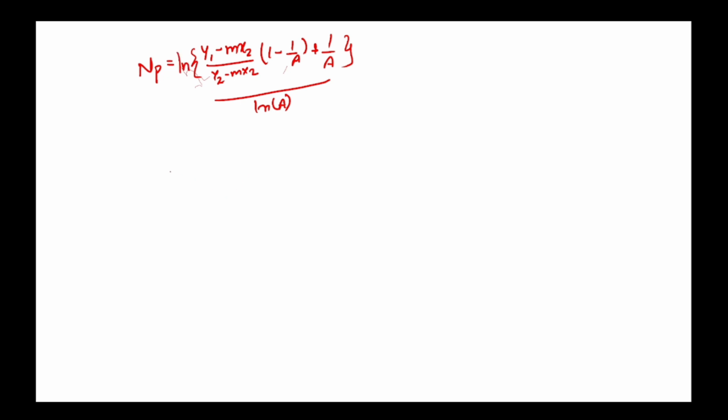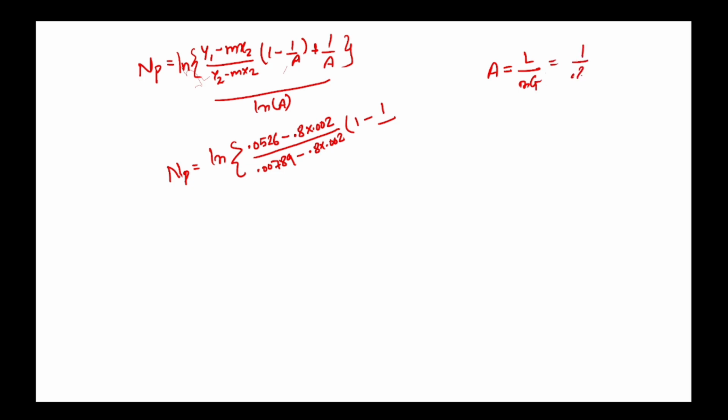Okay, so we will put the values: ln of y1 is 0.0526 minus mx2, 0.8 into 0.002, over y2, 0.00789 minus 0.8 into 0.002, times 1 minus 1 upon A. We need to check A. If A is equal to 1, then the formula changes. A is L upon mG. So L by G is 1.8. So it is around 1.25, I think.